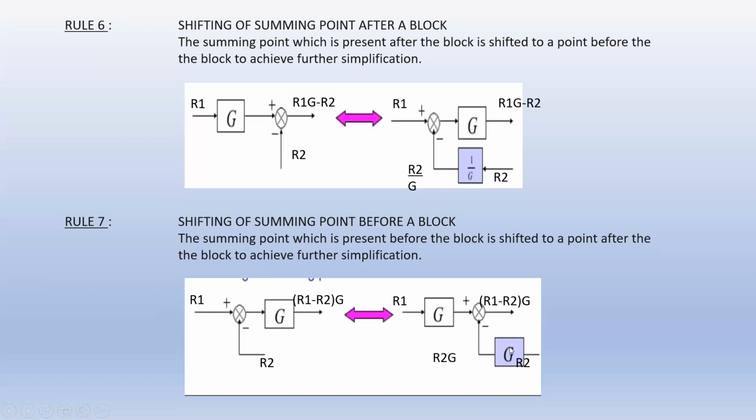So if we forget about this block, if we give R1 as input and R2 as input, we have R1G minus R2 as output over here. But if we add a gain block, gain G, then we will get the same output as before. So we added a block of gain G in this path so as to compensate for this shifting. So this is how we shift a summing point, or we shift a takeoff point, based on our simplification of calculation.